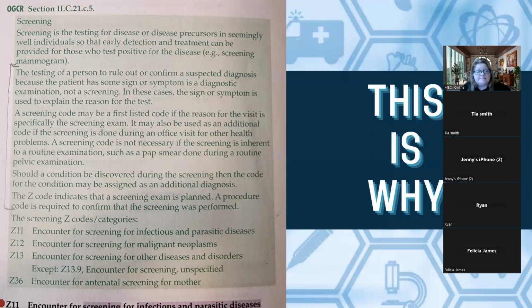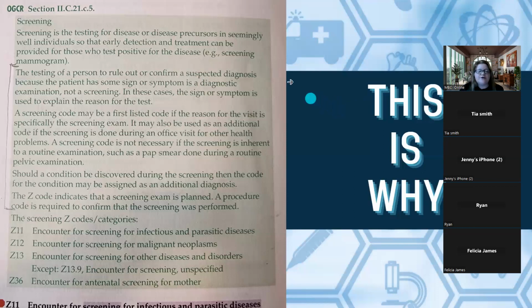A screening code is not necessary if the screening is inherent to a routine examination, such as a pap smear done during a routine pelvic examination. So if you're coding a pap smear for a routine examination, you do not have to code all of the individual things that they do in that general exam. They usually do a set list of things, and that's all considered included in that code. So you don't have to use more codes than you need to.